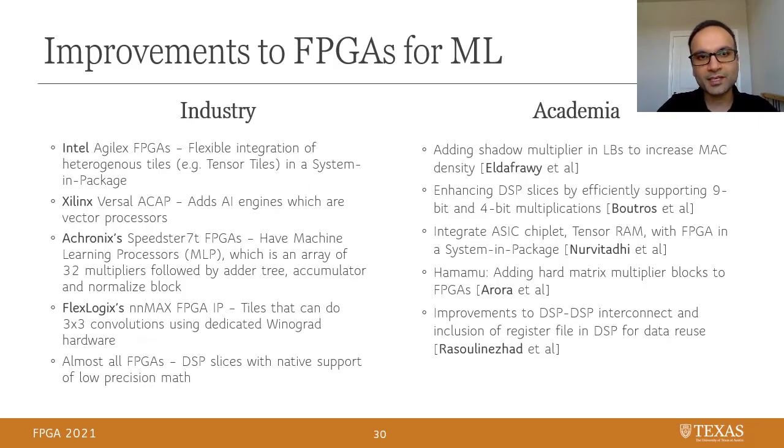Both industry and academia have proposed and deployed improvements to FPGAs for ML in recent years. Intel supports flexible integration of heterogeneous tiles in system in package in their Agilex FPGAs. Xilinx Versal ACAPs add AI engines. Achronix and Flex Logix have also added ML-specific blocks on the FPGAs. In academia, adding shadow multipliers to logic blocks has been proposed, as well as enhancing DSP slices for lower precision multiplications. Also proposed is the addition of register files in DSP slices for data reuse.